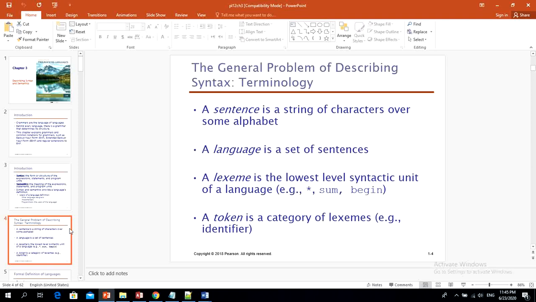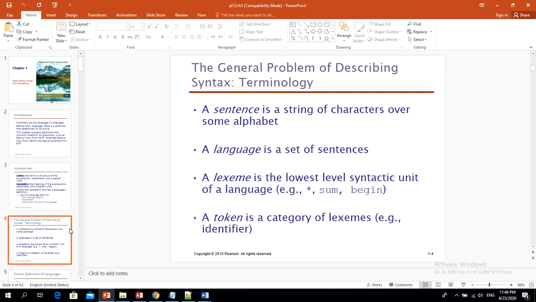There is some terminology that we need to understand, like sentence. What is a sentence, and what is a language, and what is a lexeme and a token in the programming context. A sentence is a string of characters over some alphabet, just like a sentence in the English language. And a language itself is a set of sentences. So a group of sentences makes a language. A lexeme is the lowest level syntactic unit of the language. The lower level unit means the components of these sentences.